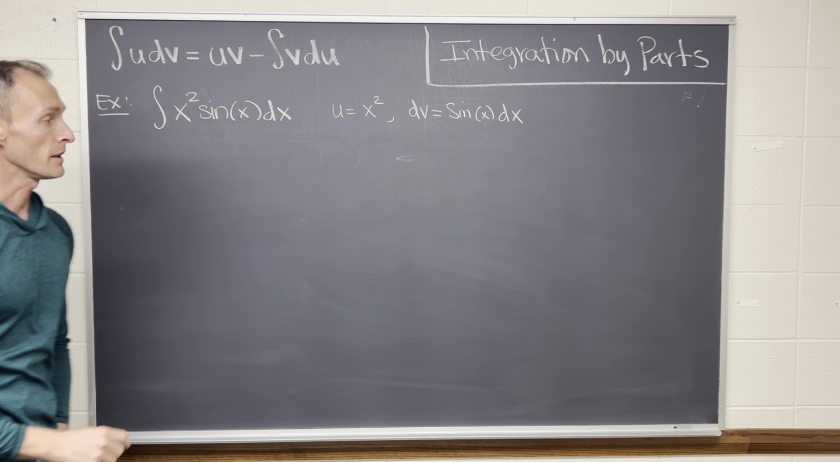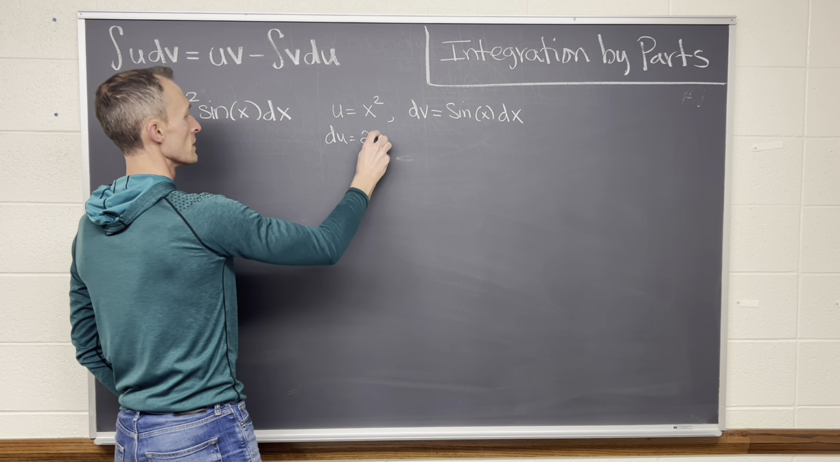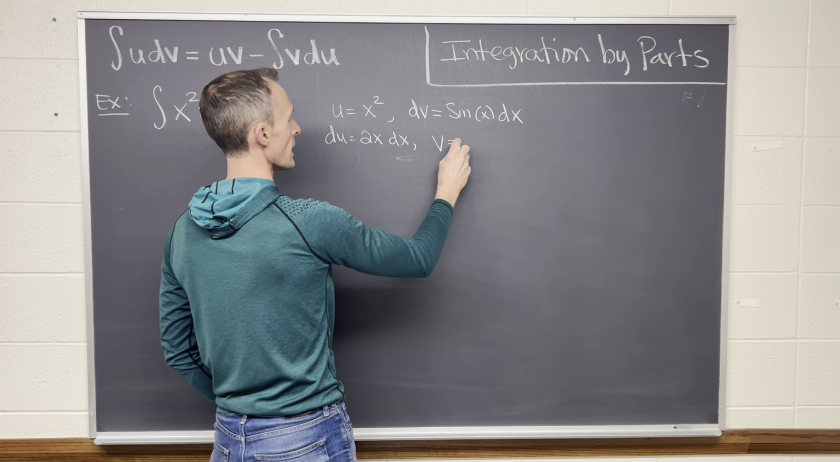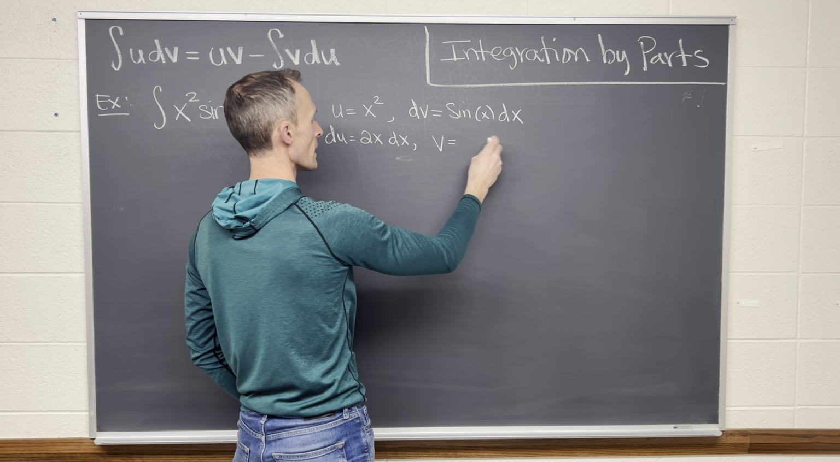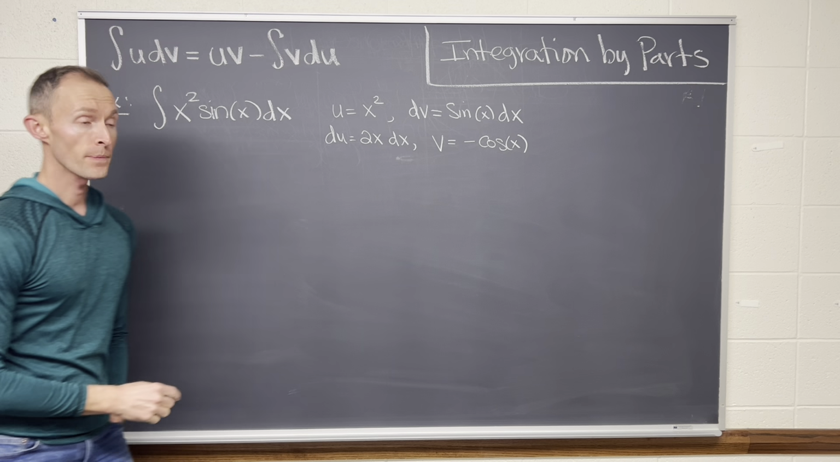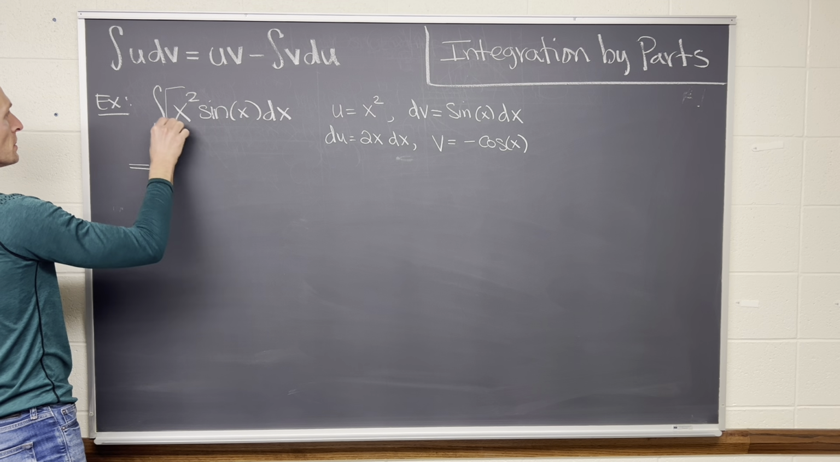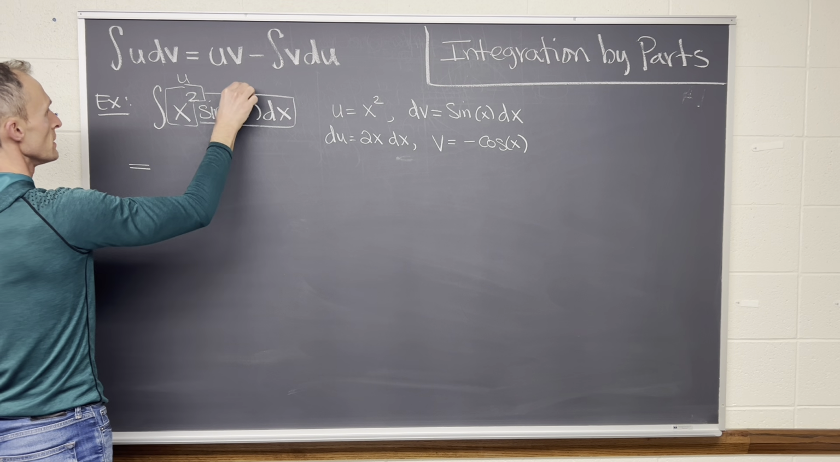So I'm going to say that u is equal to x squared, dv is equal to sine of x dx. Now, what's the differential of u? So du, that's the derivative, 2x dx. And then what is v? Well, what function has differential sine x dx? That's minus cosine of x on the nose. So this is u, and this whole thing is dv.